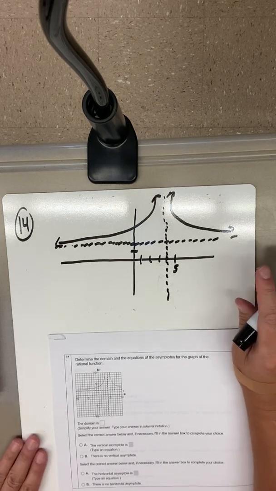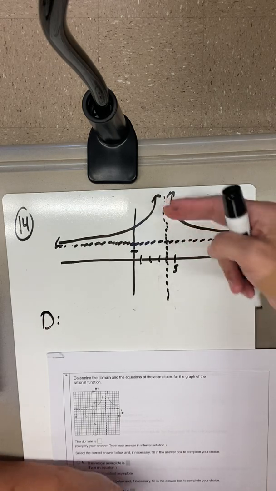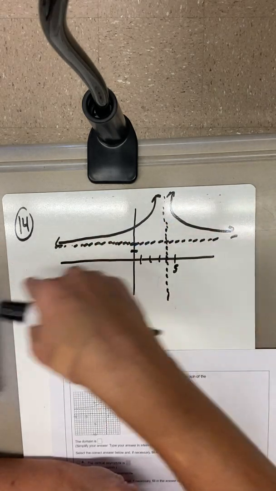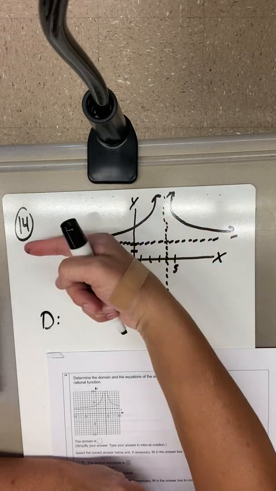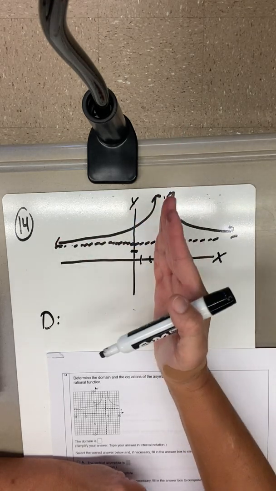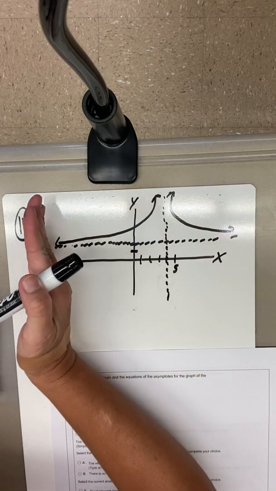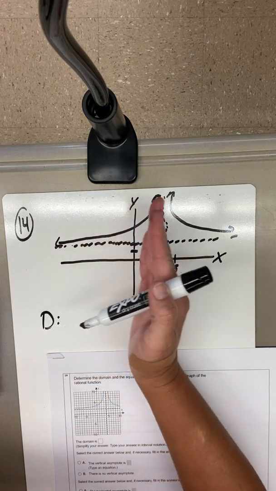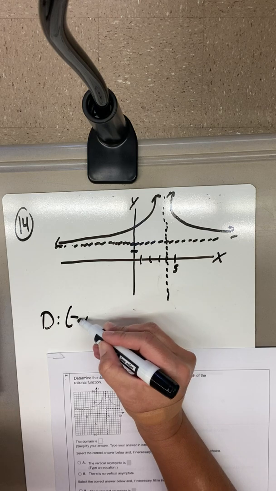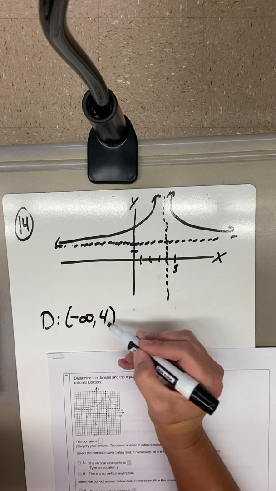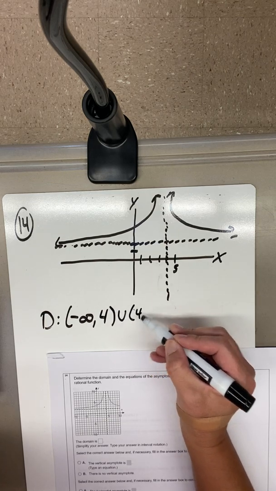So first of all, it asks for domain. Remember, domain is x. So this graph goes left forever. X is in the left and right direction, by the way. This is x, this is y. It goes left forever and it goes right forever, but there's a discontinuity in the middle. Actually, that's called infinite discontinuity. So our x's go from negative infinity until we get to 4, and then Houston, we have a problem. So it goes from negative infinity, comma, to 4. And then it starts again on the other side, so you say or 4 to infinity.